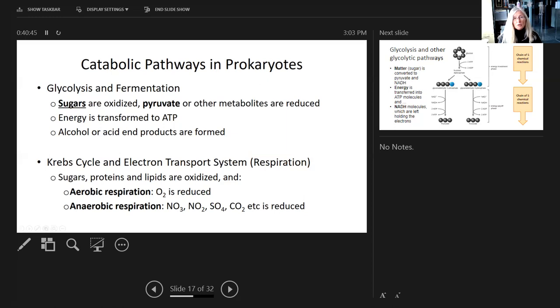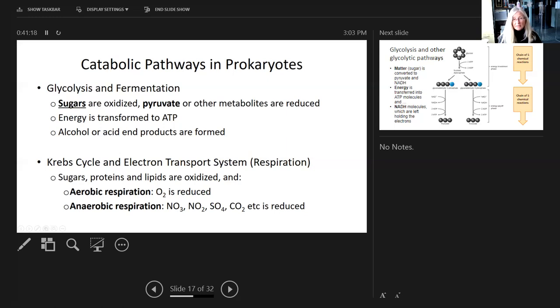So then the Krebs cycle and electron transport system, especially electron transport system, are respiration, which you can start with glycolysis to take the products of that into the Krebs cycle. Proteins and lipids can also serve as the biomolecules that enter into the Krebs cycle. And what serves as the electron acceptor? Oxygen can, and that's the process known as aerobic respiration.